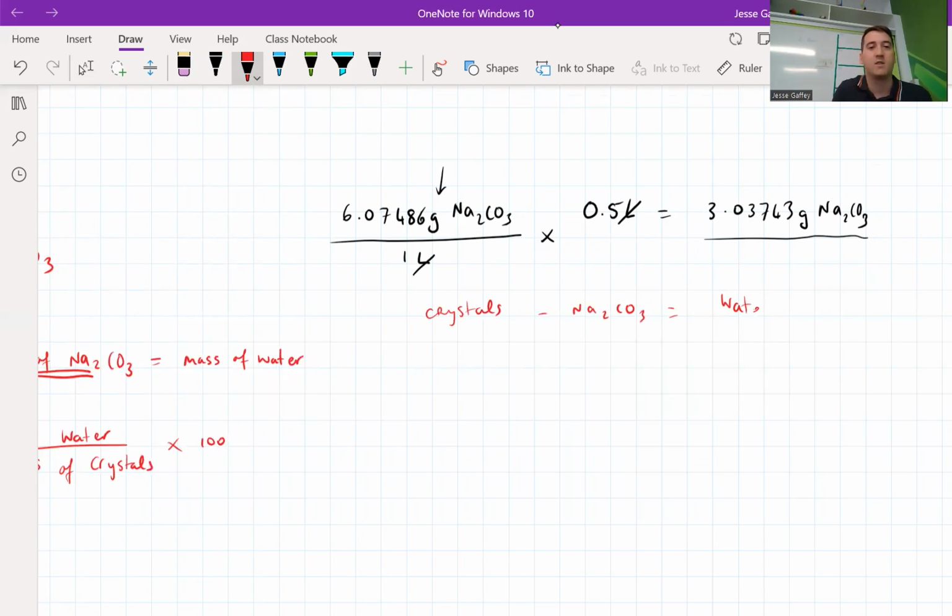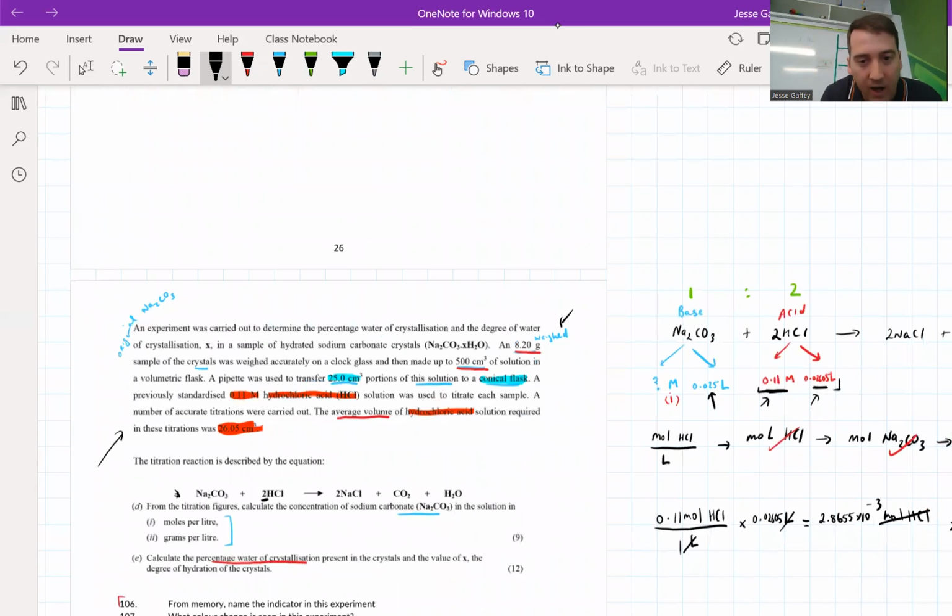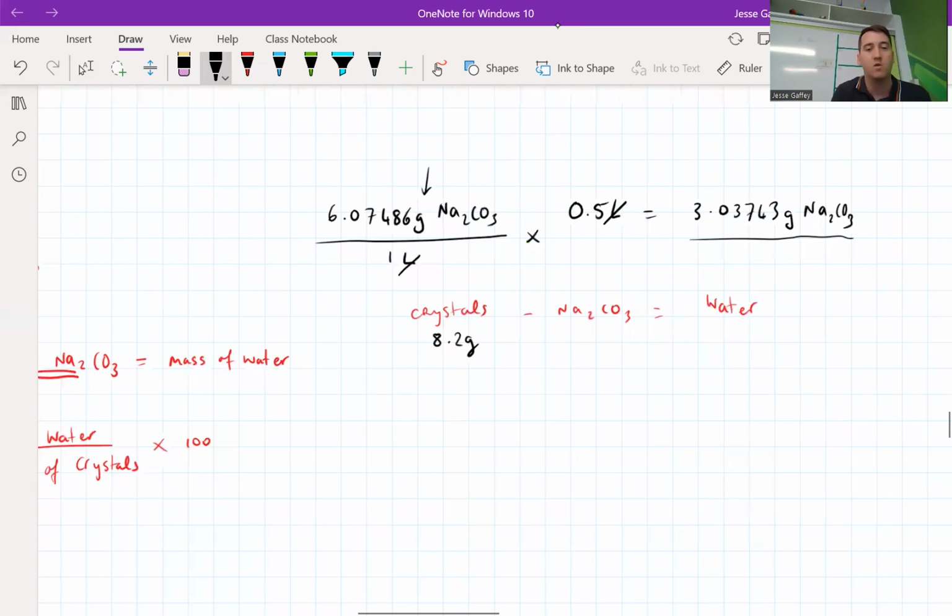All right, from the text, what you should have remembered or learned is that the crystals weighed out was 8.2 grams. Let's go check that. I always like to double check my numbers, and you should do the same. Yeah, look, here I have it highlighted as being weighed out, 8.2 grams. So 8.2 grams was weighed out.